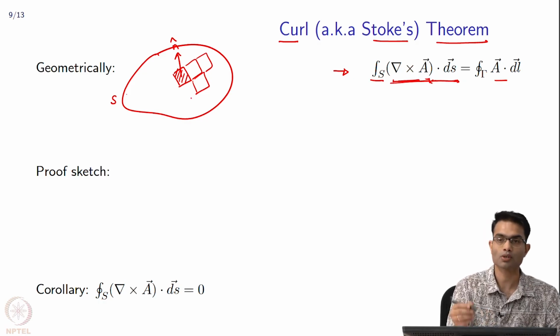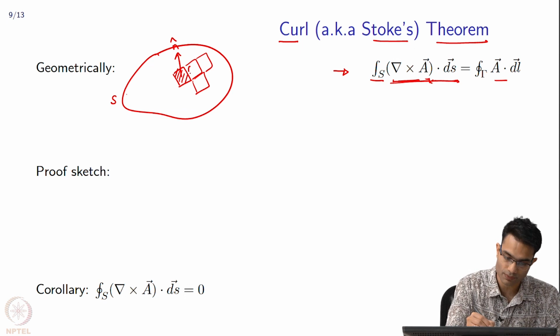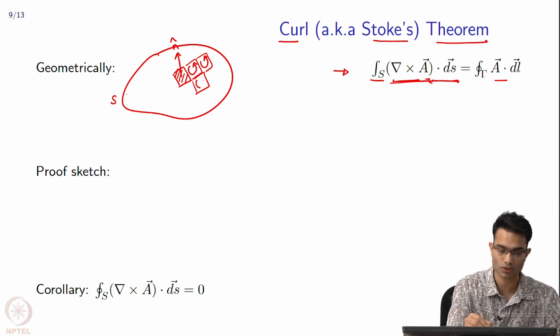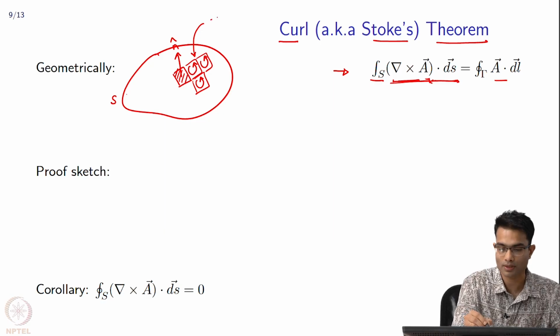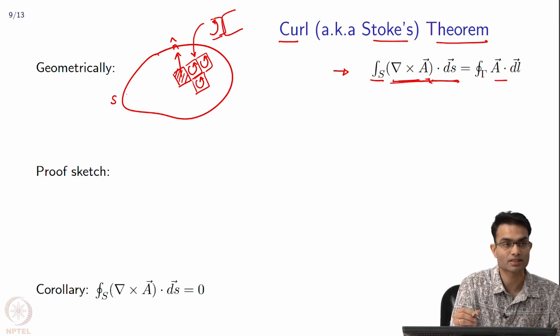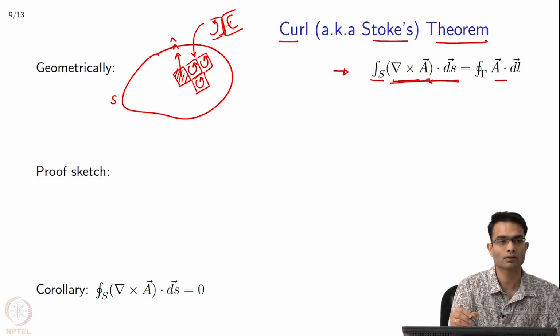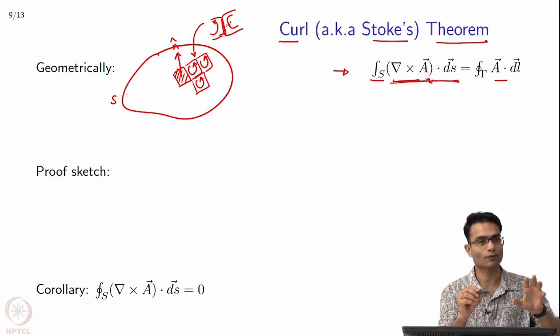Now, remember we are talking about the swirl of a vector, right. So, in this patch how much it is swirling, in this patch how much it is swirling, and so on. Now, let us zoom in on this interface over here. I have two patches that are side by side. In this patch the swirl is going in this direction, in this patch the swirl is going in this direction. So, if I look at this common edge, these swirls are in some sense cancelling off.